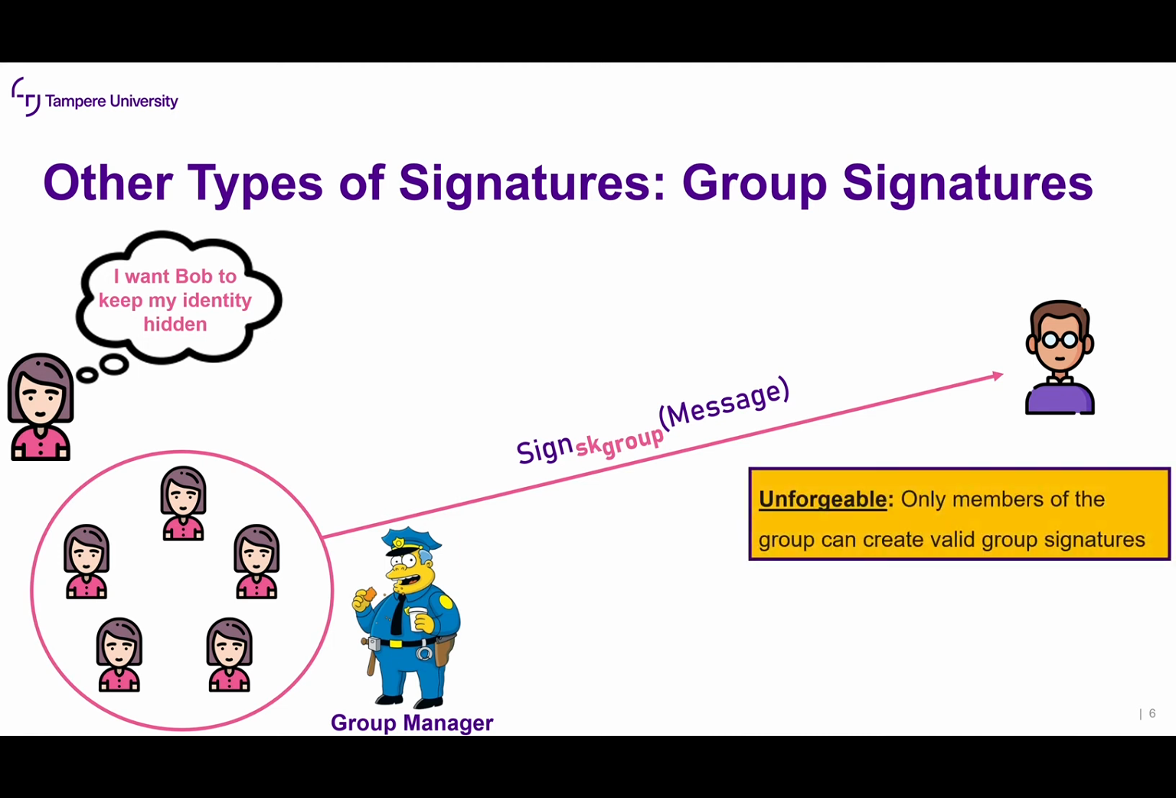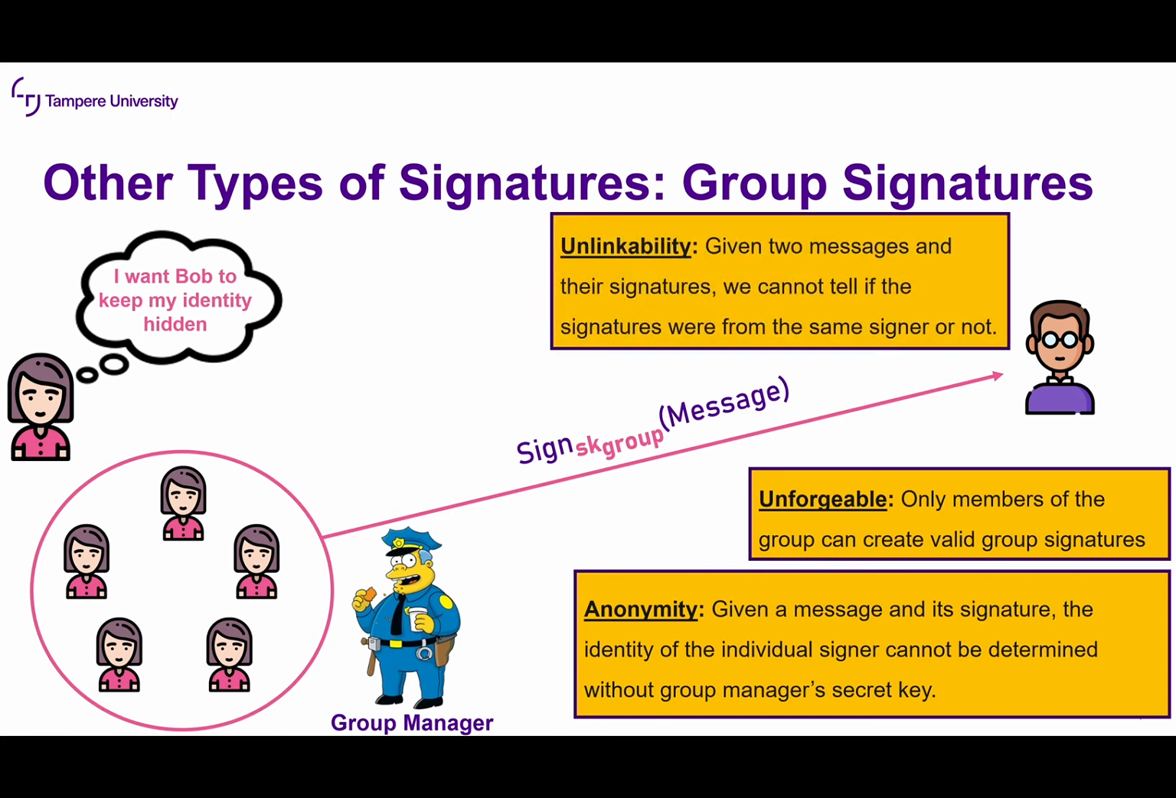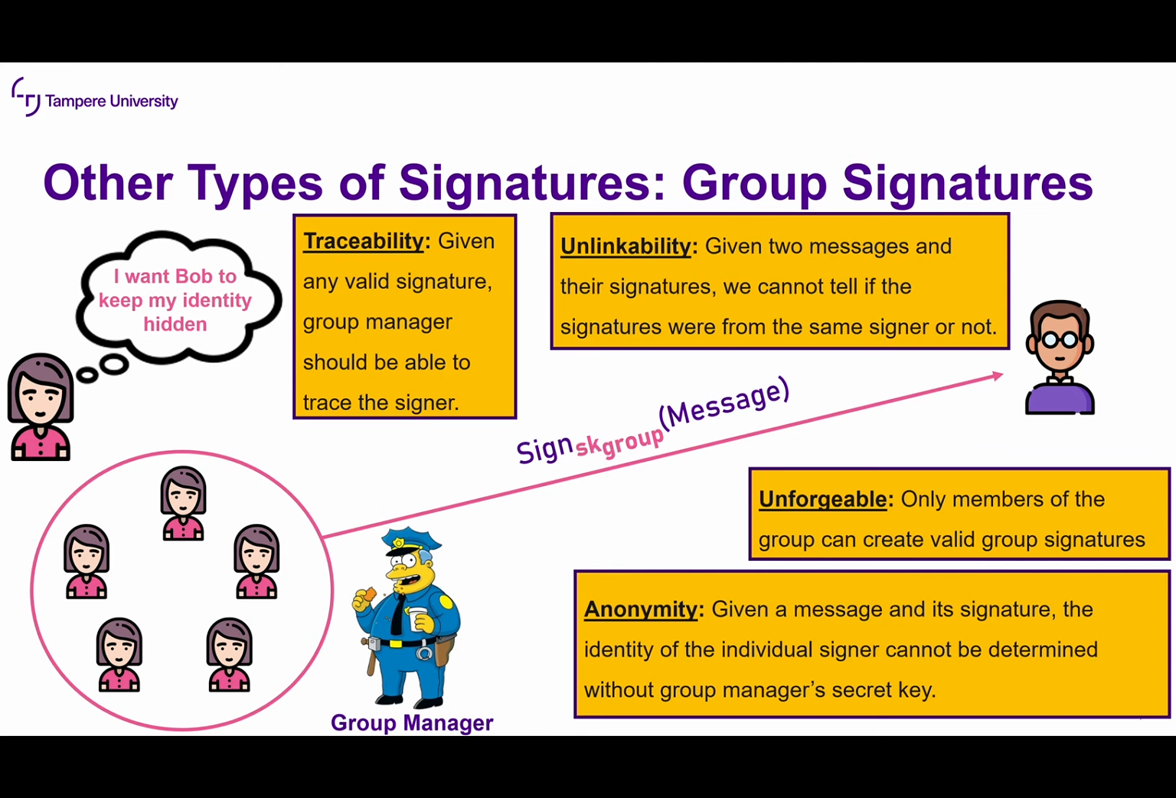Now, group signatures are unforgeable, which means that only members of the group can create valid group signatures. They provide anonymity, so given the message and its signature, the identity of the individual signer cannot be determined without the group manager's secret key, the master key that I mentioned. They provide unlinkability, which means that given two messages and their signatures, we cannot tell if the signatures were from the same signer or not. And finally, they provide traceability, so given any valid signature, the group manager should be able to trace back the signer.